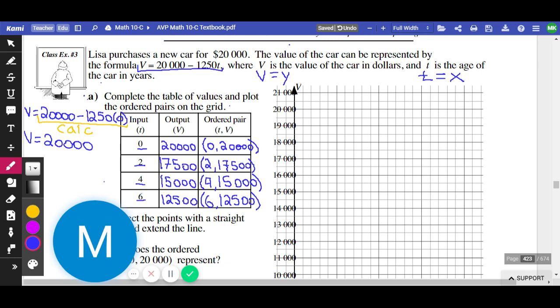We then want to take that info and take the ordered pairs and put it on a graph because it's easier to interpret a graph. It also allows us to connect the lines and then use our graph for more information. So we have 0, 20,000. Let's plot that one first.